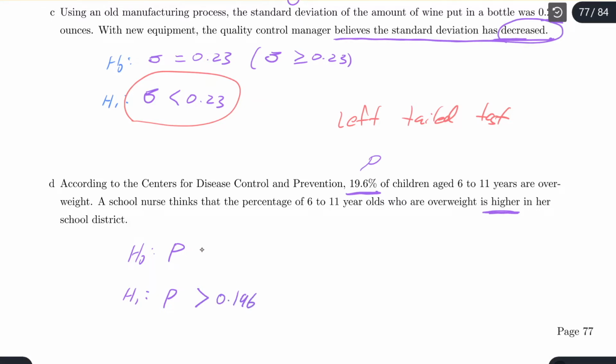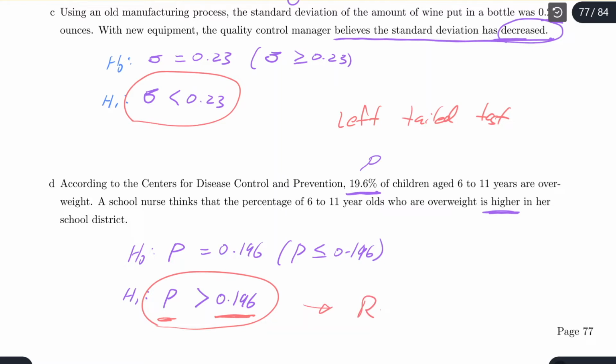But the null hypothesis is equal to. Or we can also write the opposite, less than or equal to 0.196. And we look at the alternative hypothesis to determine if it's left tail, right tail, or two tail. Since the proportion is greater than, they're claiming it is greater than, this has to be a right tail test.